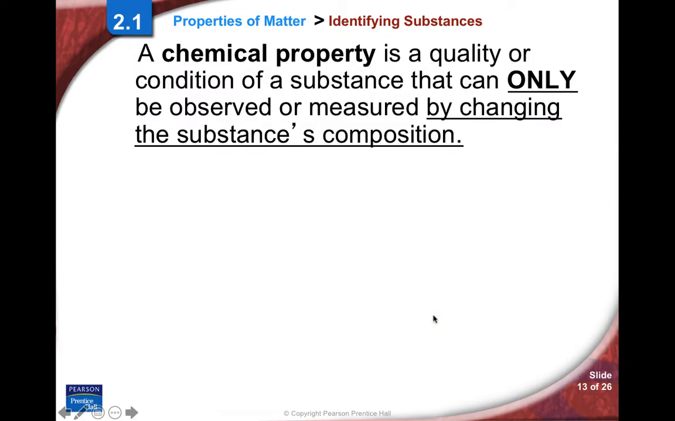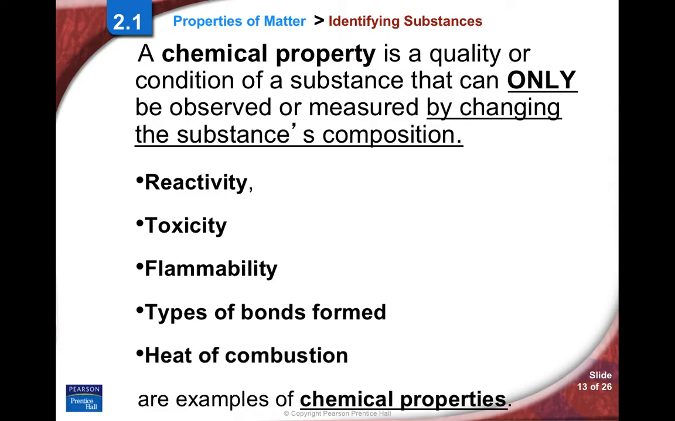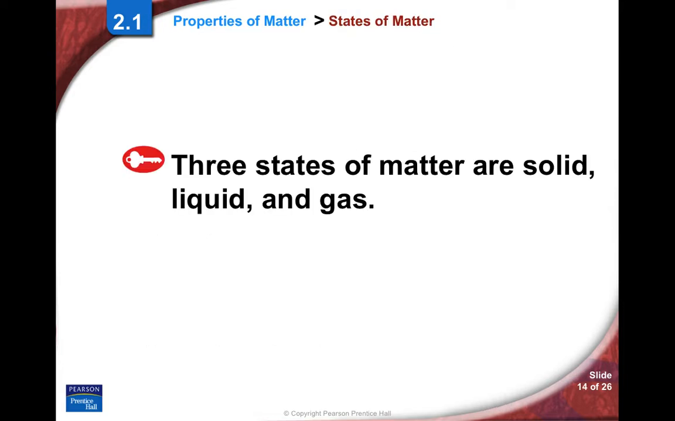So chemical properties are properties that we can only observe when the substance is actually undergoing a change, when it's not going to be the same thing at the end that you started with. So reactivity, what does it interact with? Toxicity, how much of it will kill you? Flammability, obviously that's fire. What kind of bonds are formed? And again, that's not something you can look at with your eyeballs, but you would have to break the substance apart to see the bonds. Heat of combustion, how much energy does it release when it combusts? These are all chemical properties. And these can also help us determine the identity of a substance.